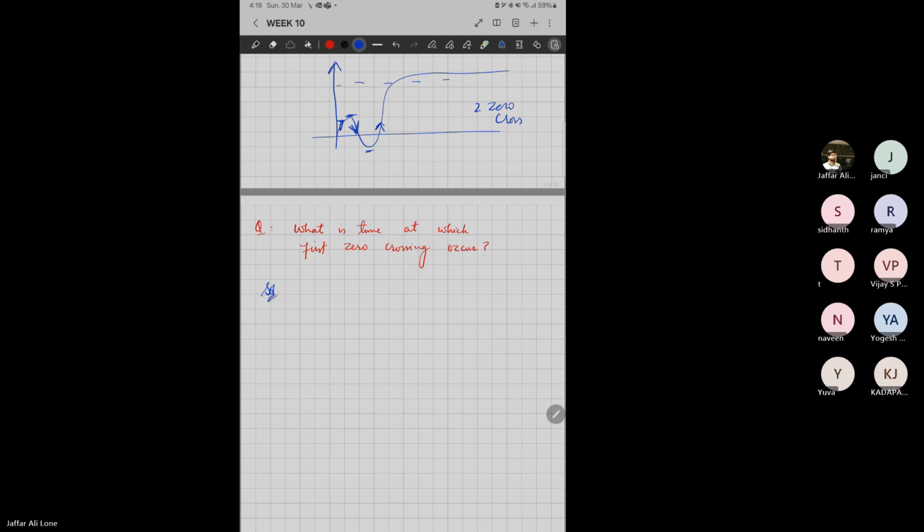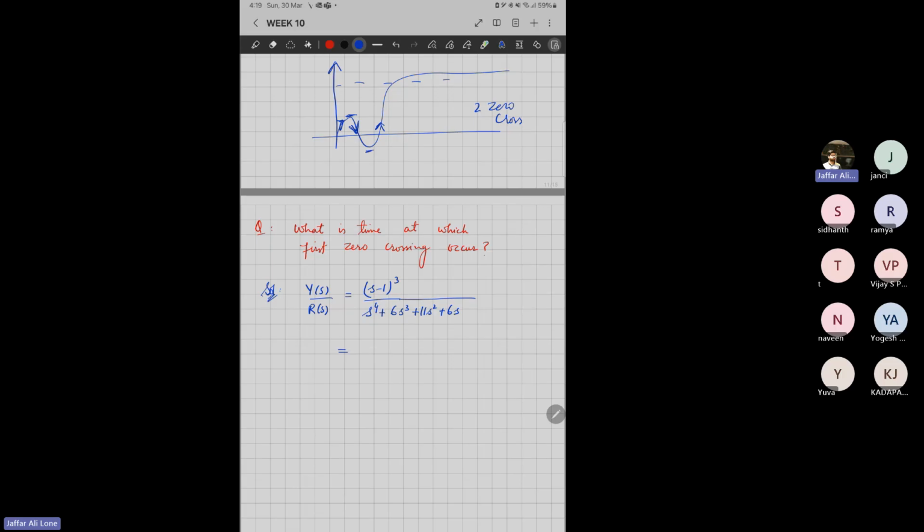See, again, you are given a transfer function Y(s) over R(s), which is given by (s minus 1) whole cube divided by s^4 plus 6s^3 plus 11s^2 plus 6s. Right, you are given this.